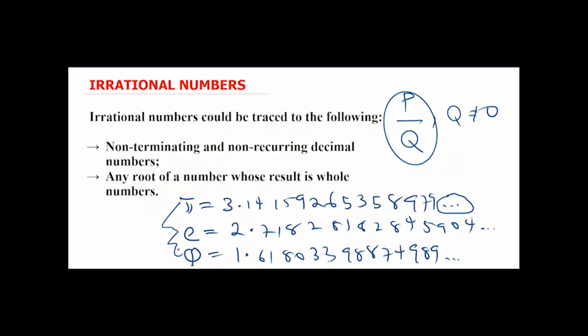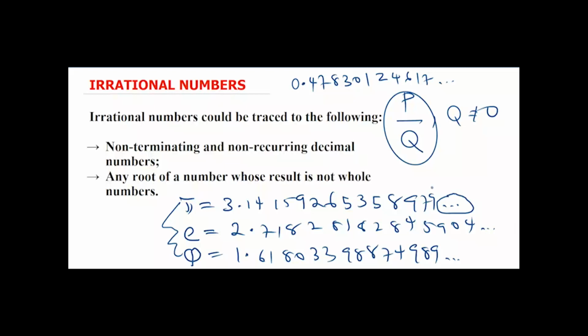They are constants. Aside from that, we can have non-terminating and non-recurring decimal numbers. Of course, all these constant numbers are also non-terminating and non-recurring decimal numbers. But we have others that are not constant. Maybe you are carrying out a calculation and you have numbers like 0.478301246617 and so on and so forth. This is an irrational number simply because it is a non-terminating and non-recurring decimal number.